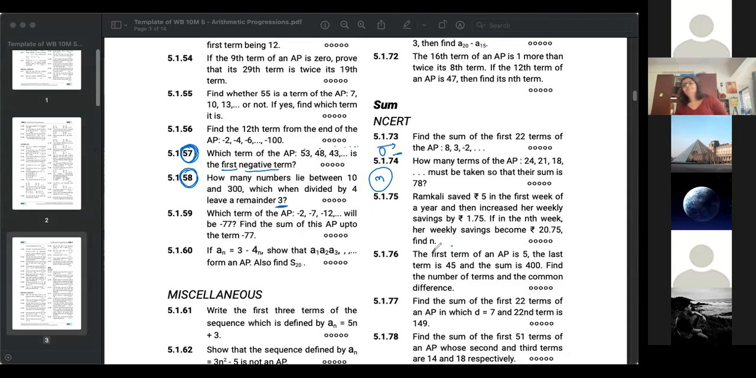Mansi got it. So Anirban, are you solving 57 or are you stuck somewhere? I'm done, only sending the answer. Sending? Okay. Got it. Very good. Excellent. Everyone got 57, so do 58 now.